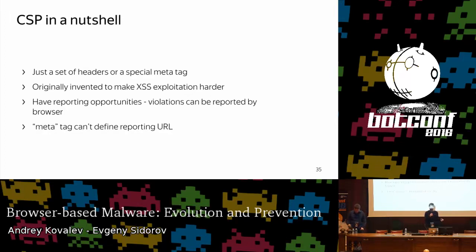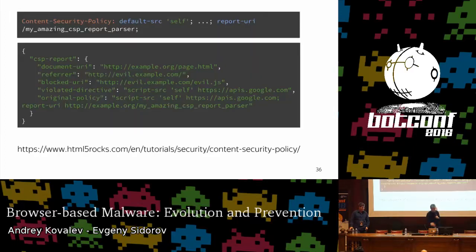Content security policy is just a header, but it can also be defined by a special meta tag on your web page, but we don't consider this meta tag to be useful because you can't provide a reporting URI if you set up content security policy using a meta tag. Here you can see an example, this header from a server response defines content security policy and a reporting URI, and for example, if some kind of script from evil.example.com was included in the page, this case will be reported, and your server side will receive this report, this JSON with some information about the policy, about what directives are violated, and so on.